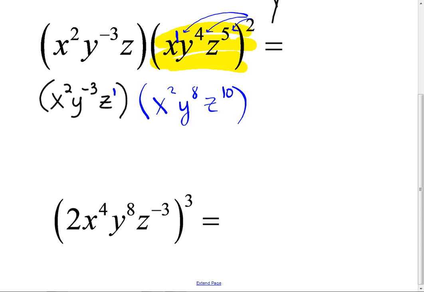How many X's now? Because now you stop and think. You're multiplying. You're not doing an exponent to an exponent. So you're just going to add the exponents. What about the Y's? A negative 3 plus 8 is 5. And if you don't put the 1 in there, you might forget it. It's Z to the what? 11.